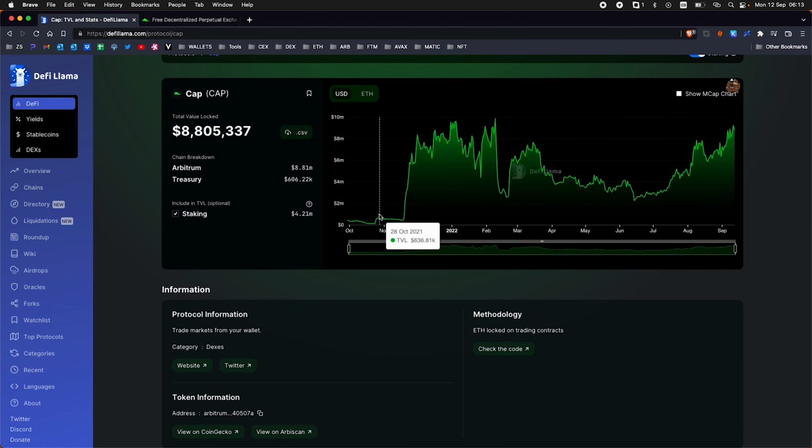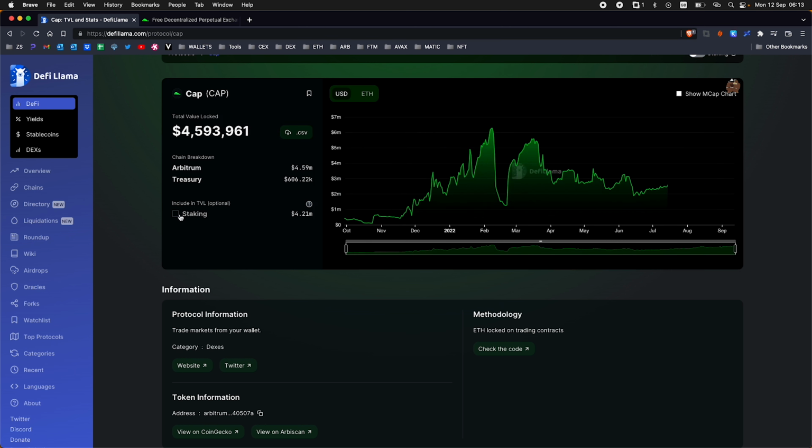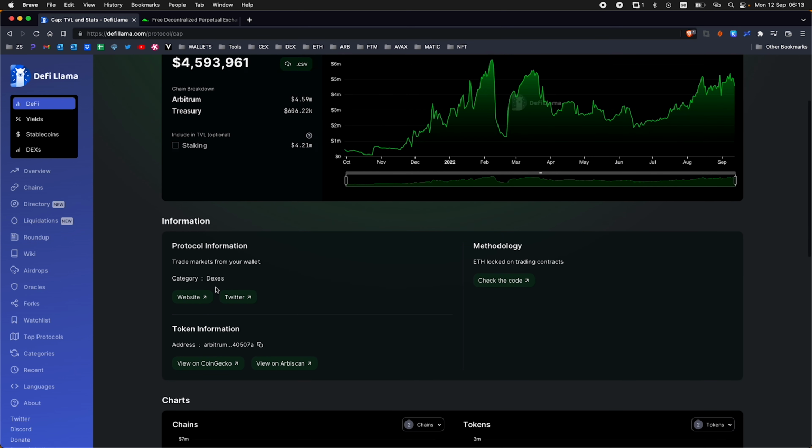And you can see TVL has been steadily growing. If you look at that June 13th bottom, around then, TVL has grown nicely since then. I'm including the staking, but even without, you can see it's on the up.